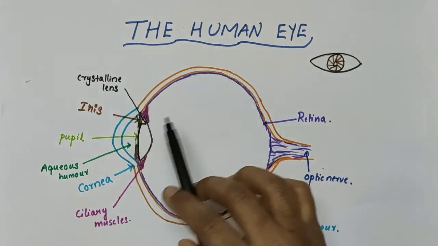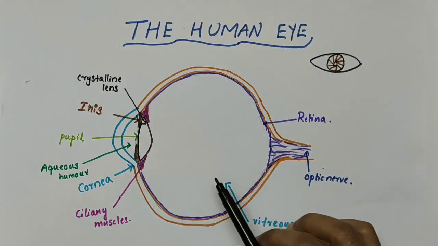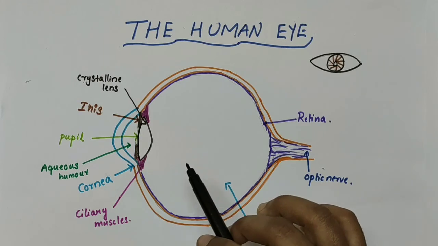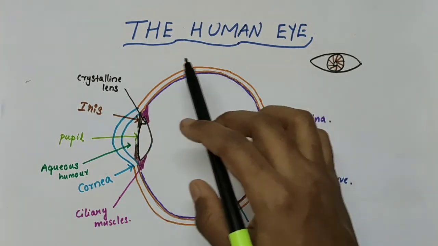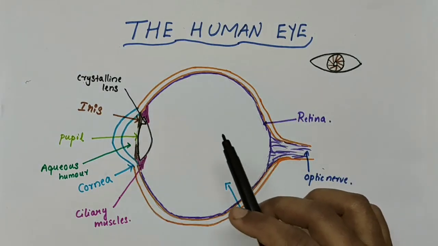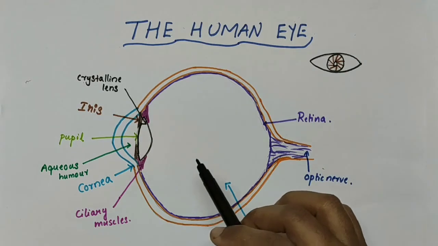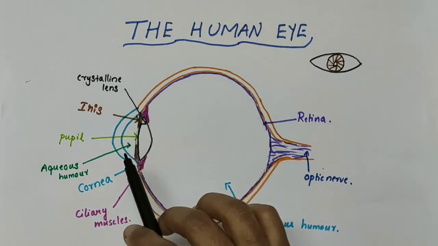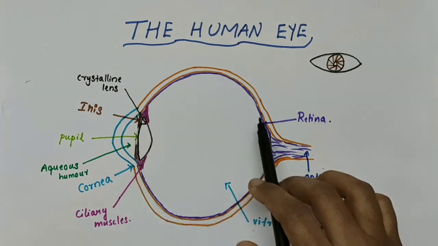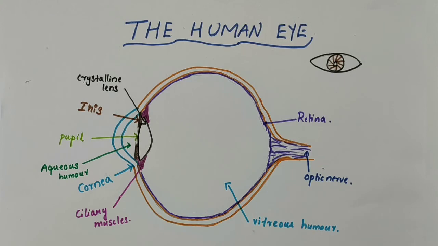So behind the eye lens, this region has vitreous humor. It is a jelly-like substance that fills this eyeball, and it helps to support the shape of the eyeball. This vitreous humor is a transparent medium, so light can transmit from this side to this side, that is, light can enter to the retina.